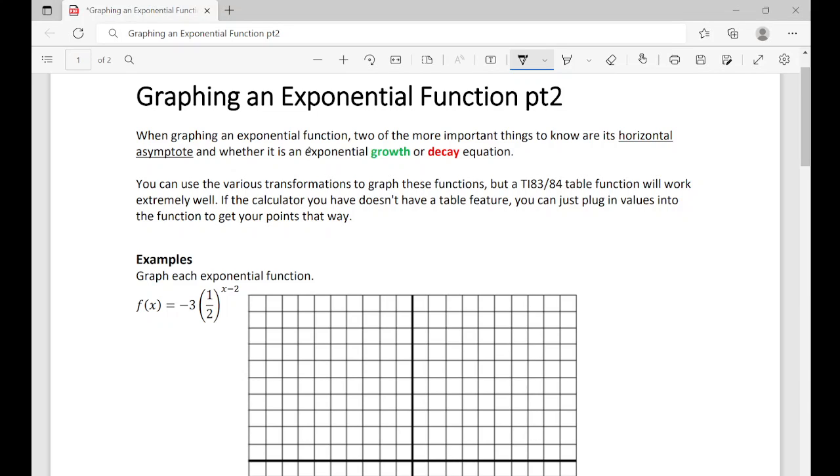When graphing an exponential function, two of the most important things you need to know are its horizontal asymptote and whether it's an exponential growth or decay equation. You can use the various transformations to graph these functions, but I'm going to use a TI-83/84 table function to do this because it works pretty well. If the calculator you have doesn't have a table feature, not that big of a deal. You can just plug in the values directly into the function and get your points that way.